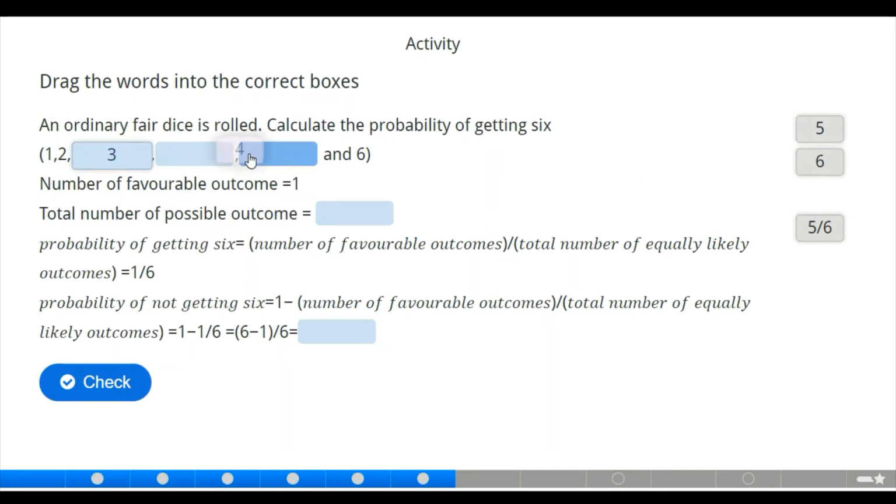After 4, what else can we find in the die? I think we have 5. Okay, and after 5, what else can we find in the die? Only 5, 6. Anything after 6, that doesn't make a die a die.